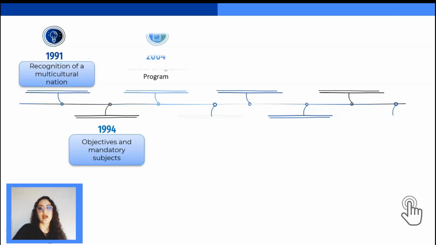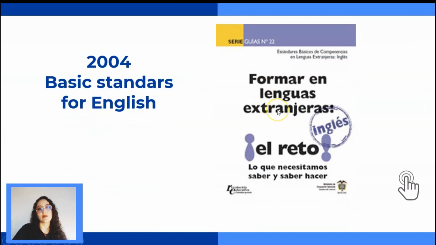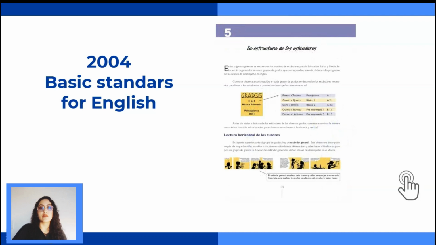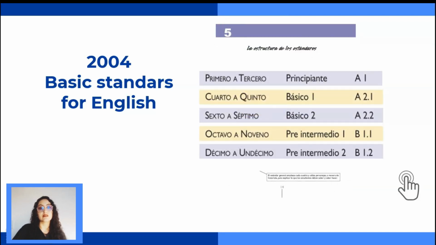10 years later, the National Bilingualism Program was established. In this program was published the Guide 22 about basic standards for teaching English based on the Common European Framework. This document included the standards from 1st to 11th grade, and it set the level that each grade should have.